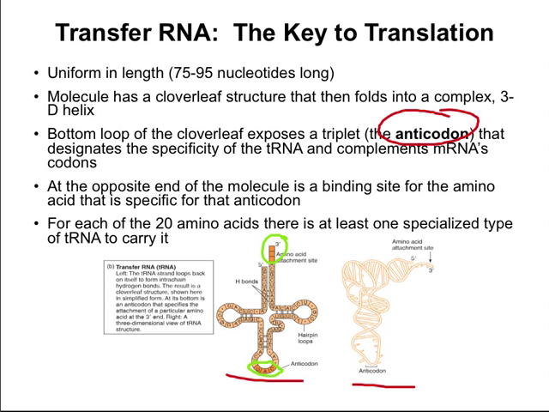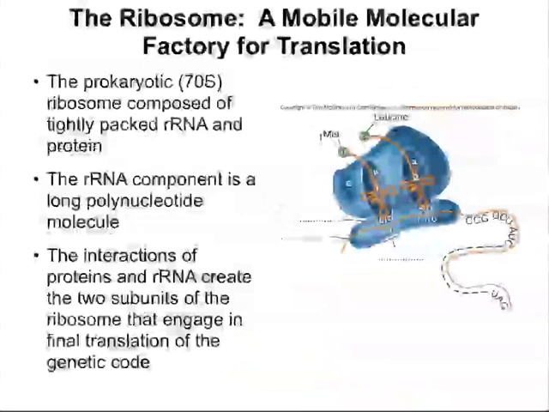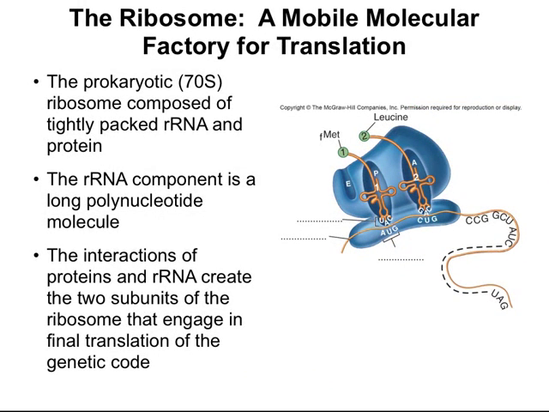Each transfer RNA carries a different amino acid, and that's designated by what the anticodon says down here. So for each of the 20 different amino acids, there's at least one specialized type of tRNA to carry it. Some amino acids have multiple tRNAs. Next, we should take a look at the ribosome.